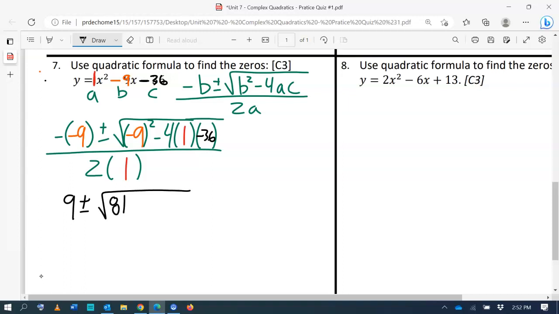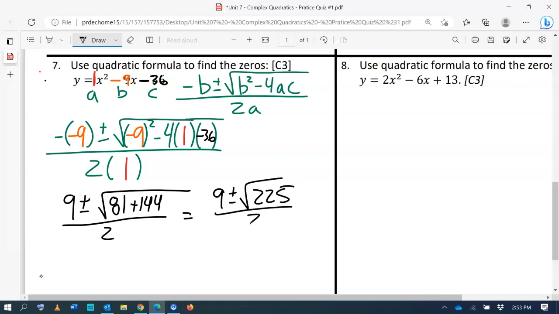Negative 4 times 1 is negative 4. And negative 4 times negative 36. 4 times 30 is 120. 4 times 6 is 24. So we get 144 all over 2. 81 plus 144 is equal to 225. So we get 9 plus minus square root of 225 all over 2. The square root of 225 is 15.